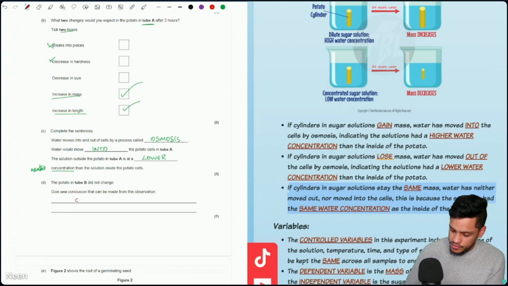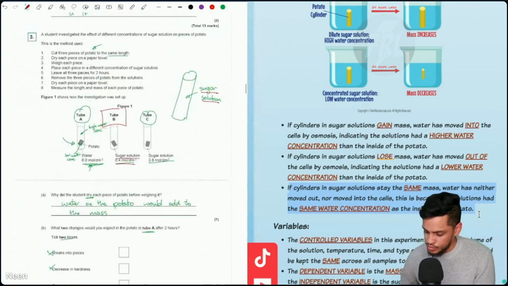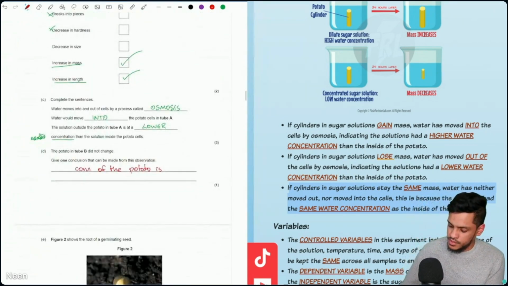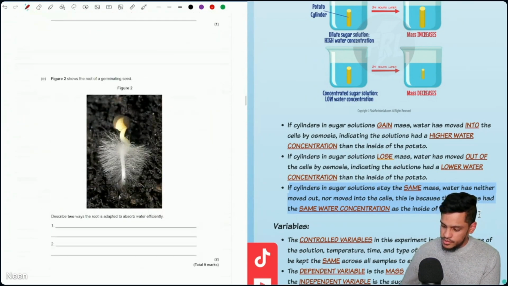So you can say the same, or we know what the concentration is, isn't it? It says in the question, it says 0.4 mole per dm cubed. So you can say it's 0.4 mole per dm cubed, or you can say it's the same as the solution. Both are acceptable. Okay, moving on to the next question.